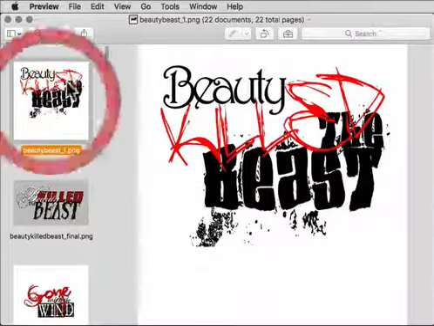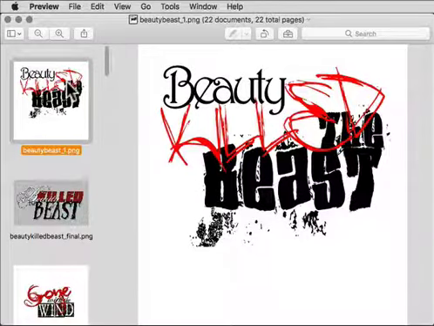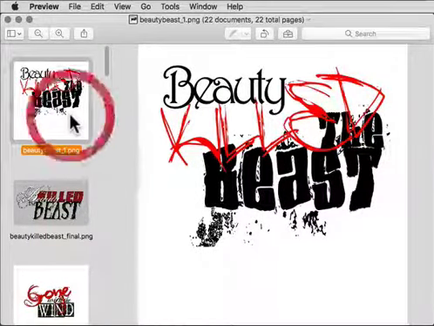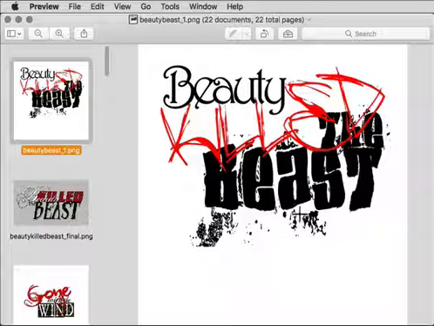All right, let's take a look at a few sample projects and talk a little bit about how you might approach solving this project. Let's quickly take a look at, say, Beauty Killed the Beast. The idea, of course, is to find typefaces that match the feeling of the word or words in that message. And so, beauty is a beauty word, right?